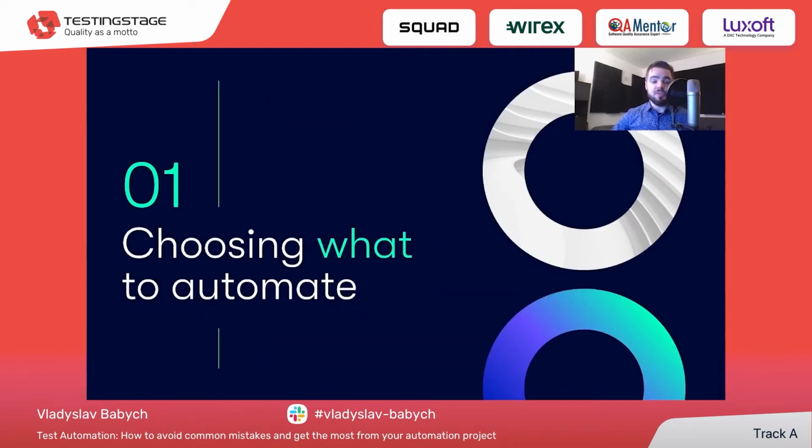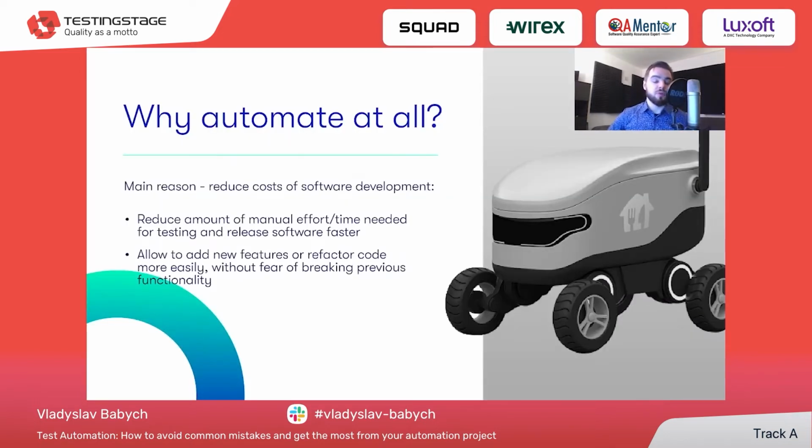Alright, so first of all, let's talk about how to choose what to automate. Before we talk about that, let's ask ourselves this question: why automate at all? The main reason why we use automation in IT projects is to reduce costs of software development, and we achieve that in two separate ways. First of all, we reduce the amount of manual time and effort needed to test something, and this allows us to release software much faster because, of course, automated tests are much faster than a human doing the same tests, and it's much cheaper, of course, once it's implemented.